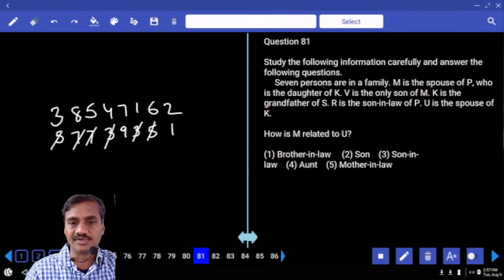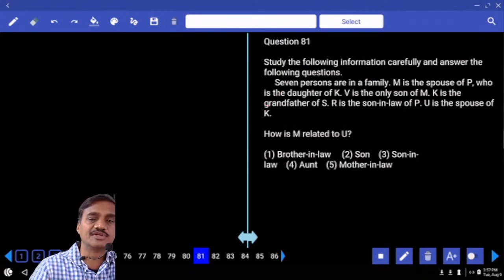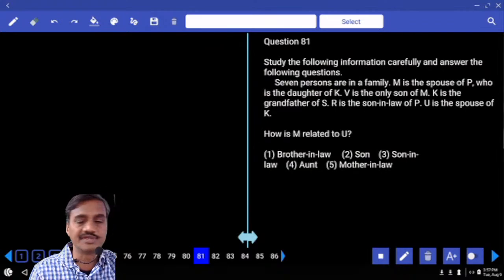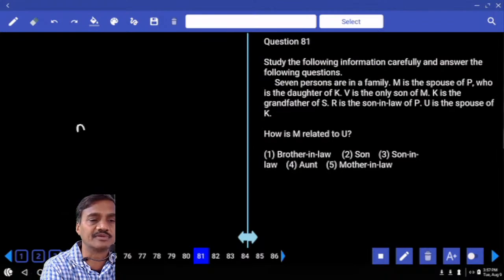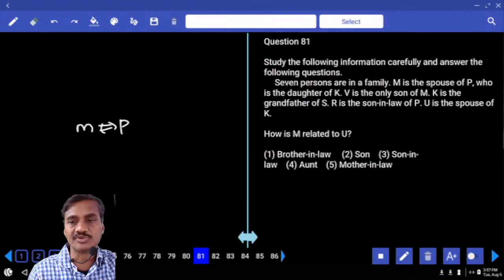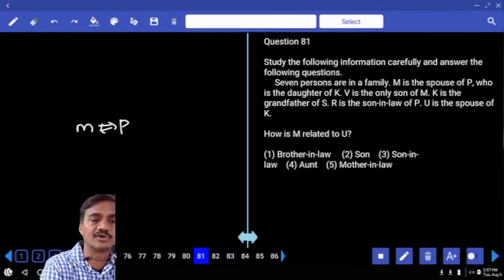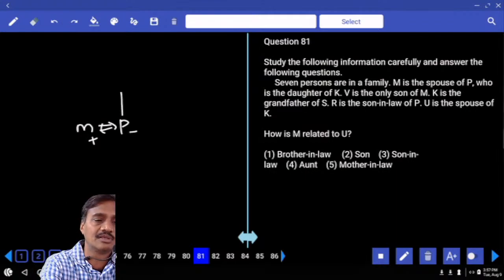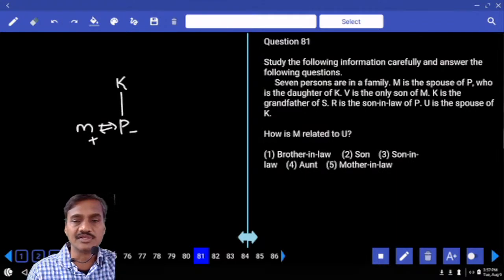The next one, 81. Now this question number 81 is based on blood relations. 81 to 83, 3 questions are based on this. M is the spouse of P. M and P are a married couple. P is the daughter of K, which means P is a female. M is a male. Now K is here. And V is the only son of M.